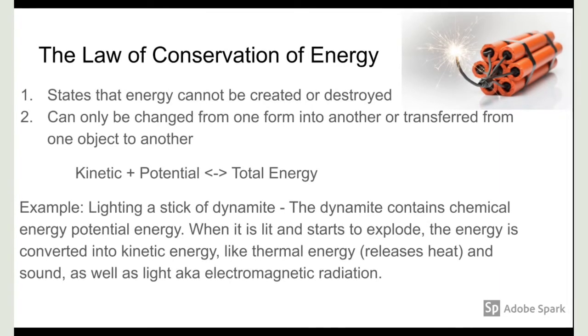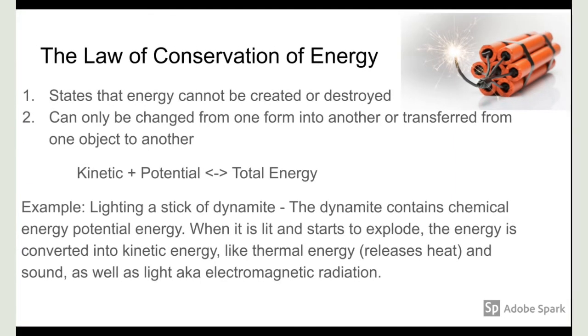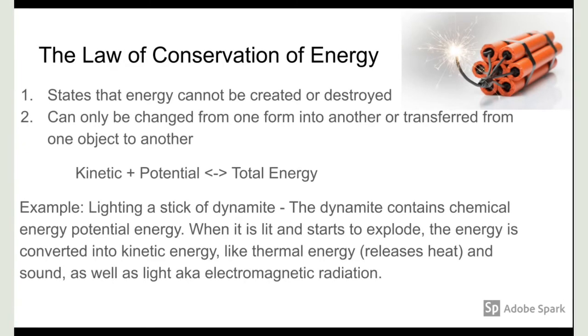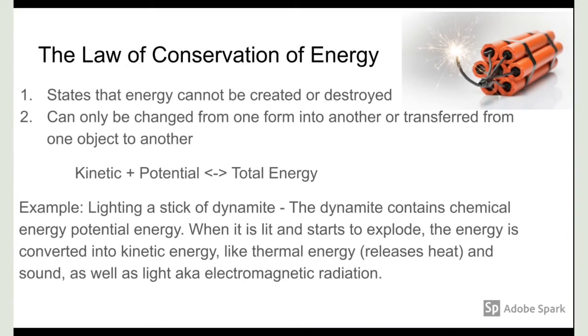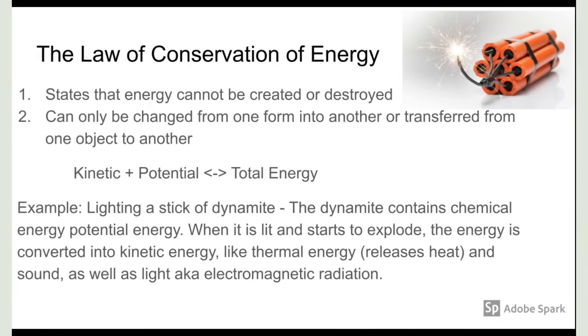So an example: lighting a stick of dynamite. The dynamite contains chemical energy in the form of potential energy. When it is lit and starts to explode, the energy is converted into kinetic energy, like thermal energy. It releases heat and sound, as well as light, also known as electromagnetic radiation.